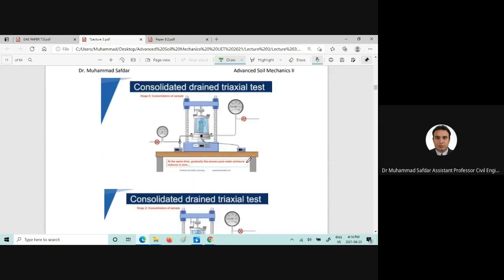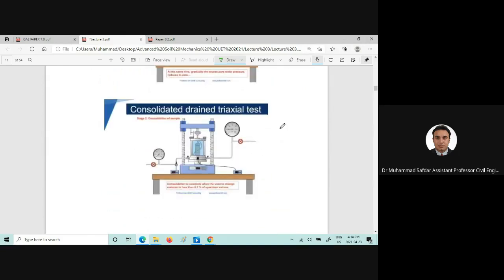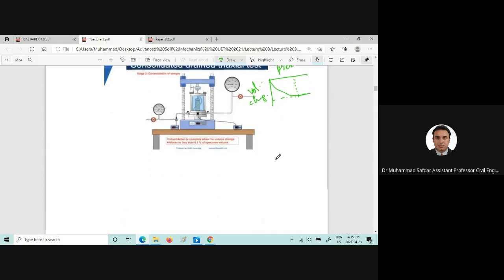Now at the same time, gradually the excess pore water pressure reduces to 0. As we mentioned earlier on, consolidation is complete. So we need to notice the pressure and volumetric change. When we reach this point, where we see that almost the pressure versus volume curve has been leveled off, then we will move towards the shearing stage.